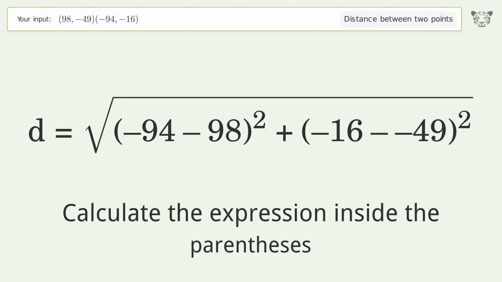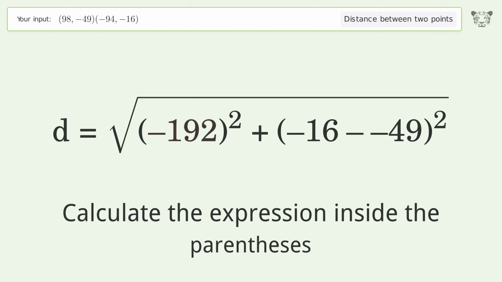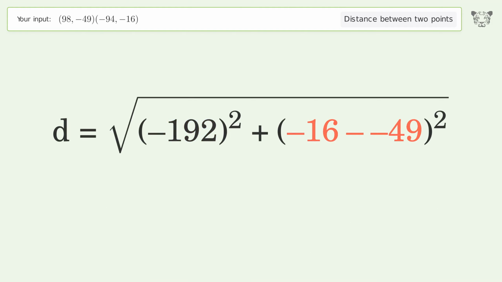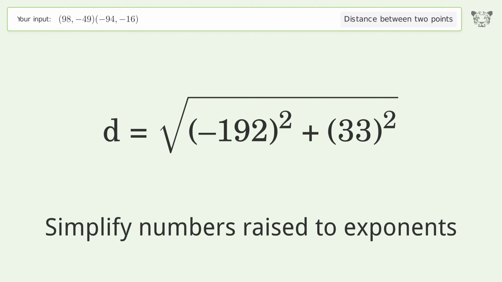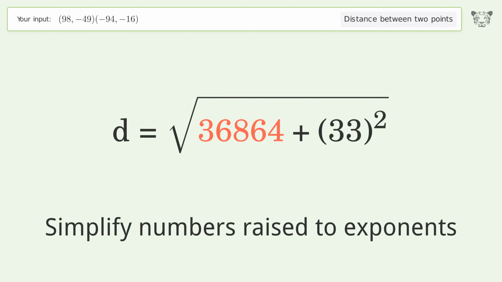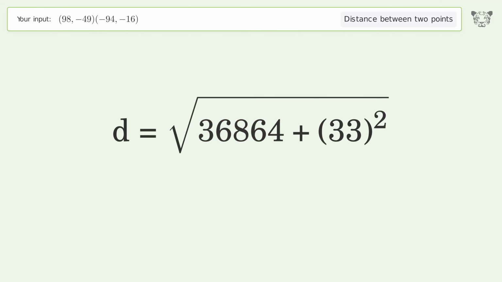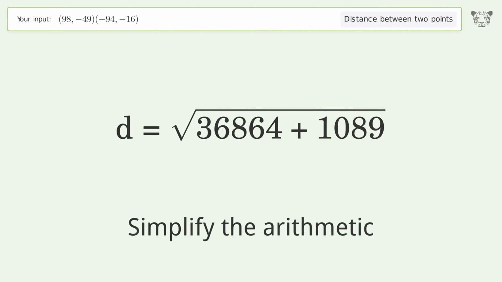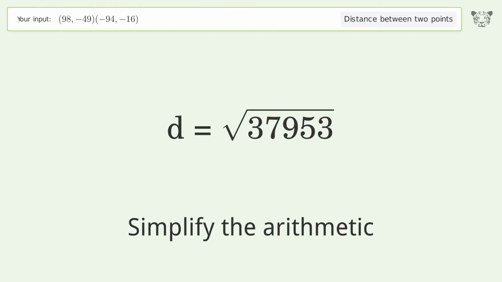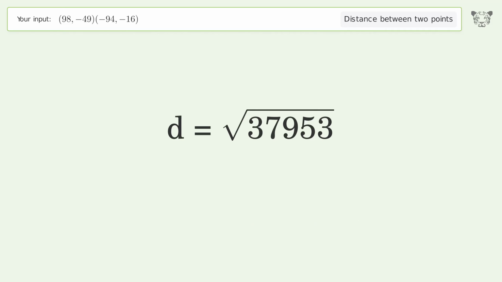Calculate the expression inside the parentheses. Simplify numbers raised to exponents. Simplify the arithmetic. And so the distance between the 2 points is the square root of 37,953, or 194.815.